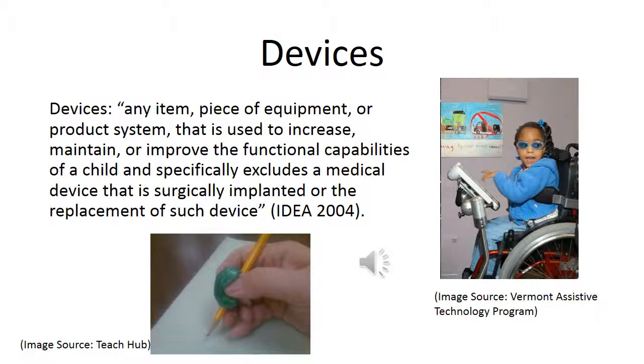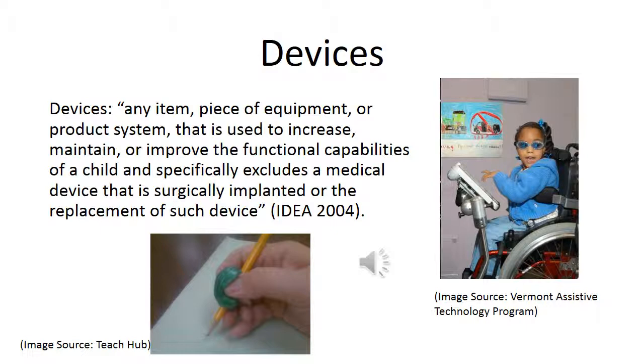Assistive technology devices. IDEA defines a device as any item, piece of equipment, or product system that is used to increase, maintain, or improve the functional capabilities of a child, and specifically excludes a medical device that is surgically implanted or the replacement of such a device. In other words, if a child needed a pencil grip to better enable the child to participate in writing tasks, this would fall under the auspices of IDEA legislation.